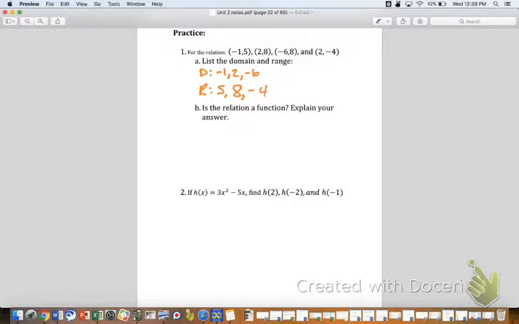So B: is the relation a function? Explain your answer. So the answer for B is no. It is not a function. Here's why.